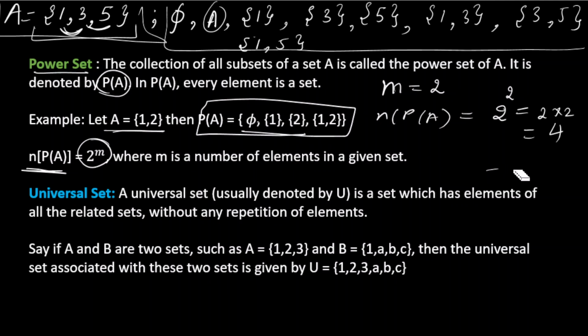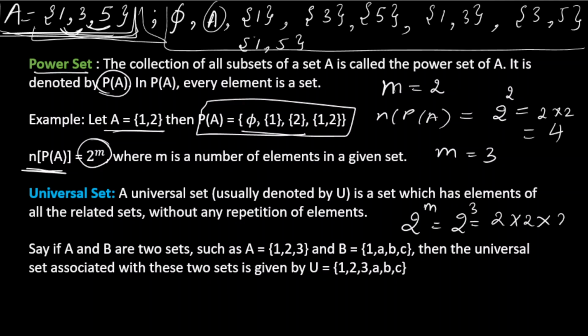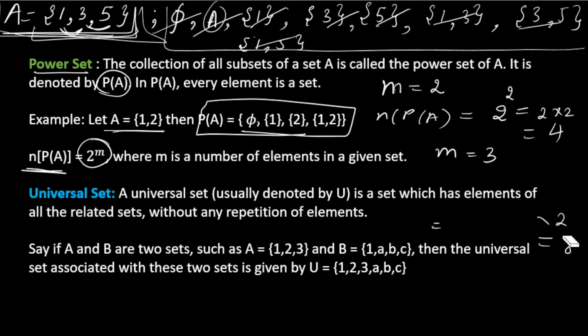Now the next one. We will see how many elements this A has. The example which I have given here, this A has 3 elements, so m is equal to 3 in this case. So its power set will have how many elements? 2 raised to power m, which means 2 raised to power 3, which is 2 into 2 into 2, which is 8. And we can see its power set has 1, 2, 3, 4, 5, 6, 7, 8. So 8 elements are there in the power set of this set A.